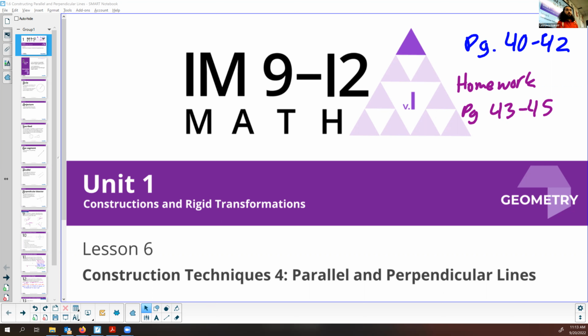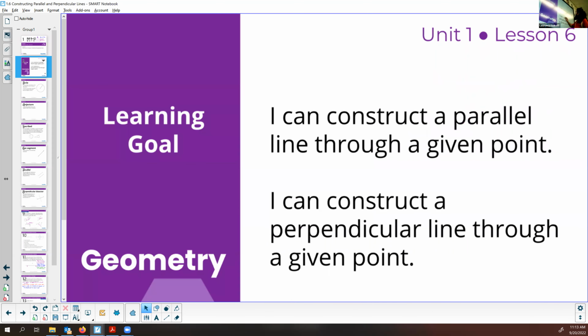Today, we're going to look at lesson 1.6, constructions for parallel and perpendicular lines. Perpendicular is not too bad. We already learned how to make perpendicular bisectors, so we're going to use a pretty similar idea to construct a perpendicular line through a given point. Parallel will get a little bit tougher, but we can handle it. So I can construct a parallel line through a given point, and I can construct a perpendicular line through a given point. Those are our I can statements.